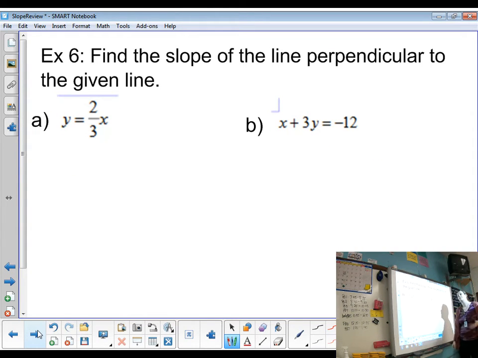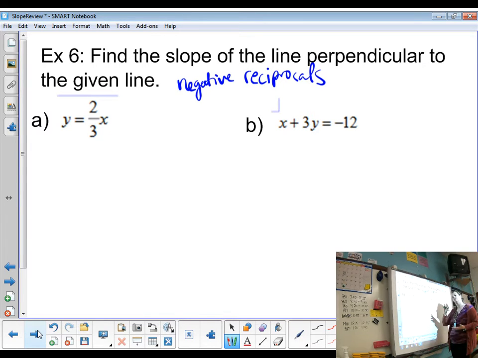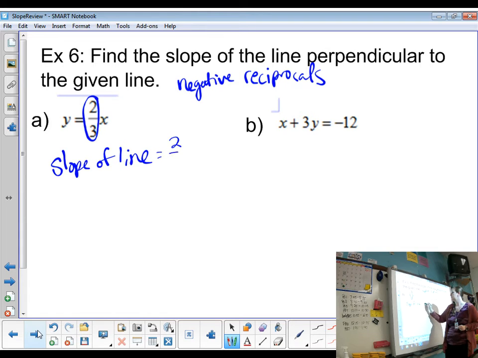Next, we have perpendicular slopes. For perpendicular slopes, remember they are negative reciprocals. So that means once you identify your slope of the line, you're going to flip the fraction or make it a fraction if it wasn't one, and then you're going to change the sign. So letter A is already set up in our slope-intercept, our y equals mx plus b form, and 2/3 is in the m position. So the slope of our line is 2/3.